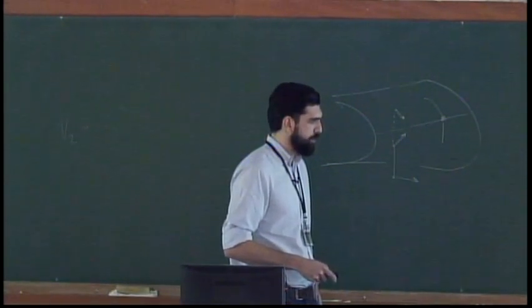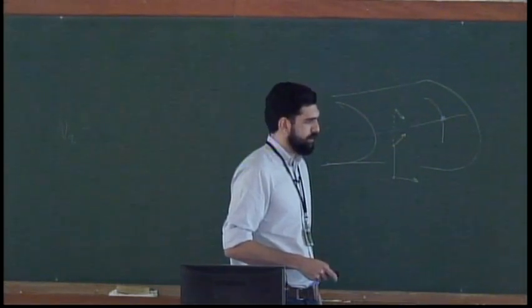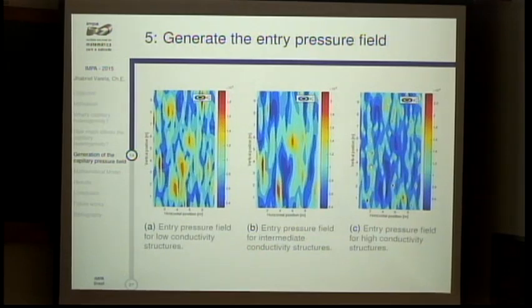So the entry pressure of each cell is equal to the mean entry pressure that we set before, like 8,000 pascals, and is a function again of the mean permeability, the mean porosity, and the permeability and the porosity of each cell. So that's how we generate a heterogeneous entry pressure field.